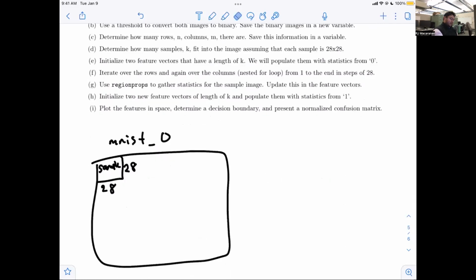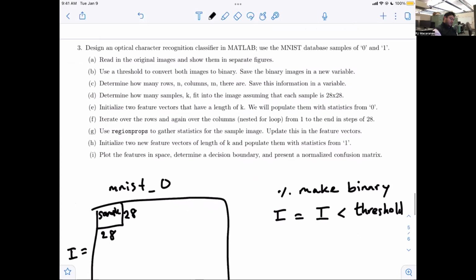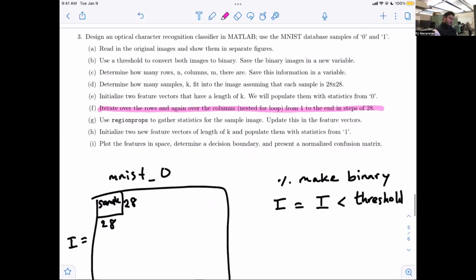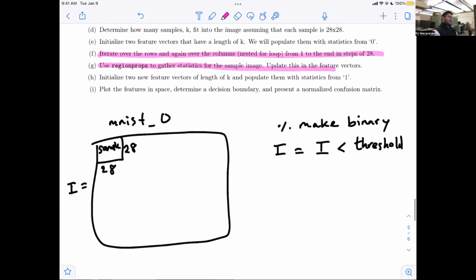So I'll call this big one, that has all the images, I, and then we apply some threshold, right? So I is equal to I less than some threshold, right? So to make this a binary image, we apply some threshold to convert it to binary, and then we start to iterate over each of the sub images, the subsamples here. And then we use this region props function to gather statistics on a sample image.